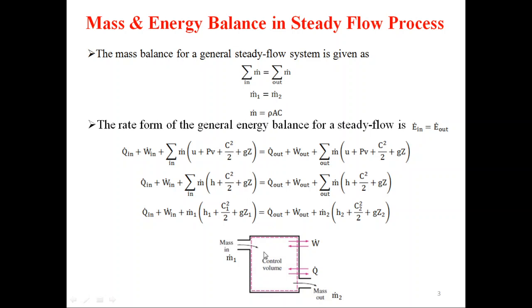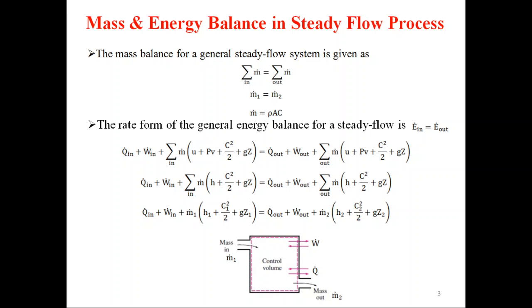You can see in the diagram there is only one point of entry and one point of exit. So if we apply mass balance, we will get m dot 1 equal to m dot 2, that is mass entering equal to mass leaving. We can represent this mass flow rate as rho A C, where rho represents density, A represents area and C represents velocity.